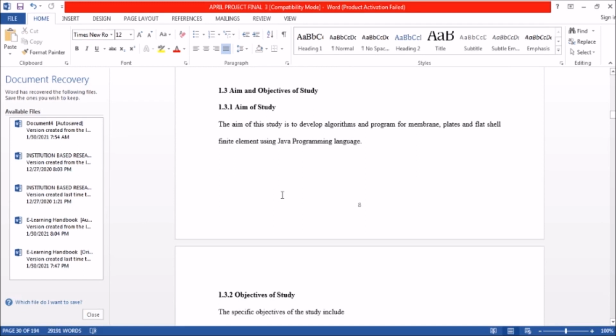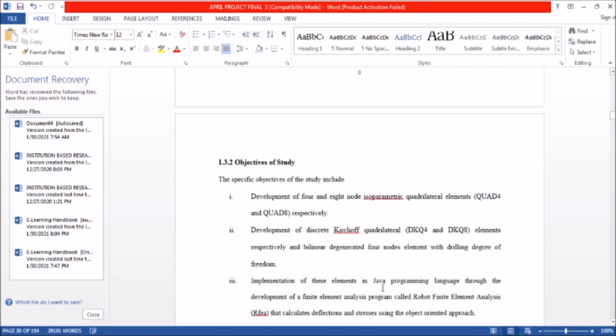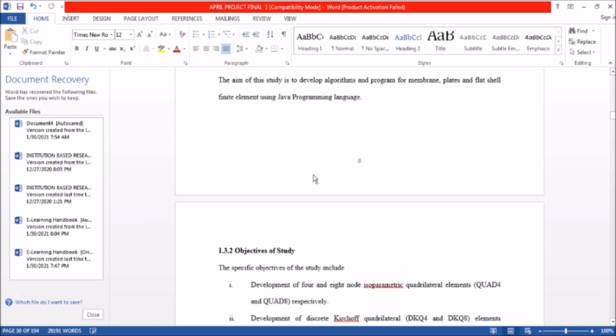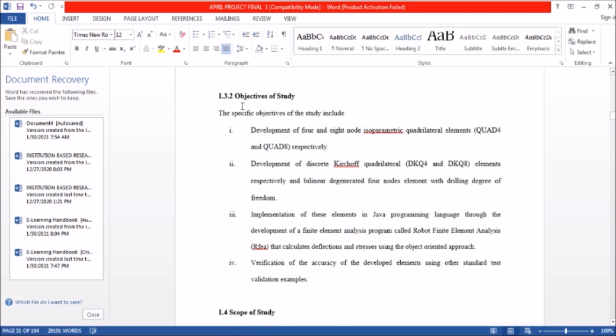development of 4 and 8 node isoparametric quadrilateral elements, quad 4 and quad 8 respectively. Then there are other ones here. There are many. You can see there are about 4 major objectives. So that is what will lead to this researcher achieving his goal or aim.